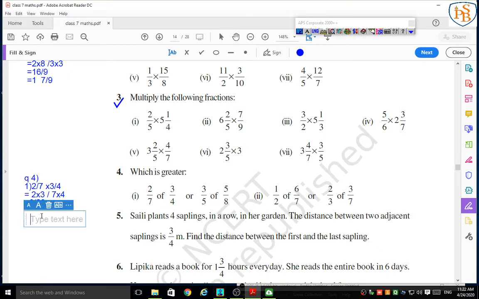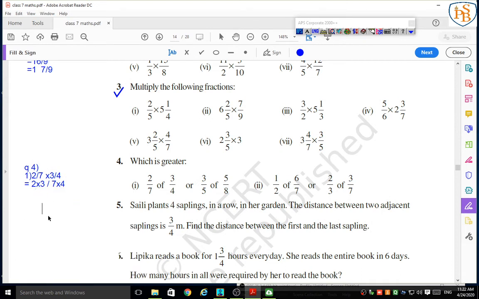The second fraction is 3 upon 5 of, instead of 'of' we write a multiplication sign, 5 upon 8. So in the multiplication process we write 3 into 5 in the numerator and in the denominator place we write 5 into 8. So I write here 3 5s are 15 upon 8 5s are 40.